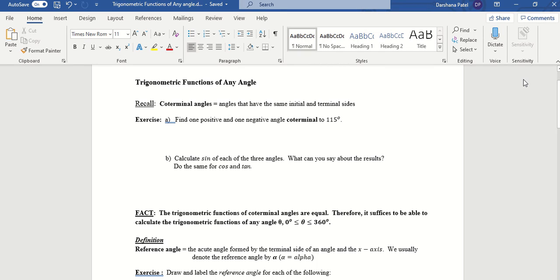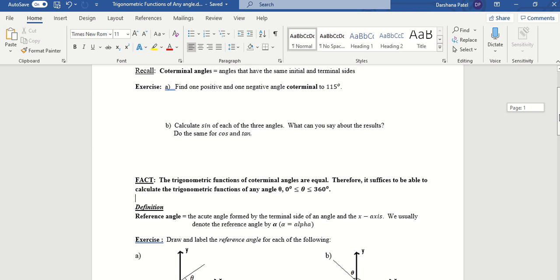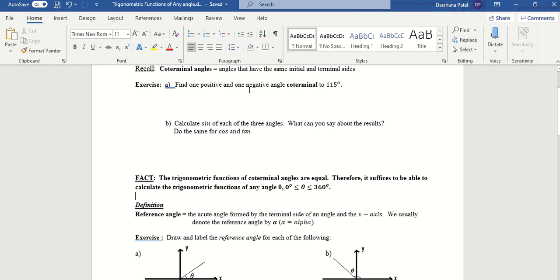Trigonometric functions of any angle. Recall, coterminal angles are angles that have the same initial and terminal sides. So in order for us to get coterminal angles, we add 360 or subtract 360 from the original angle. Here it says find one positive and one negative coterminal angle of 115 degrees.